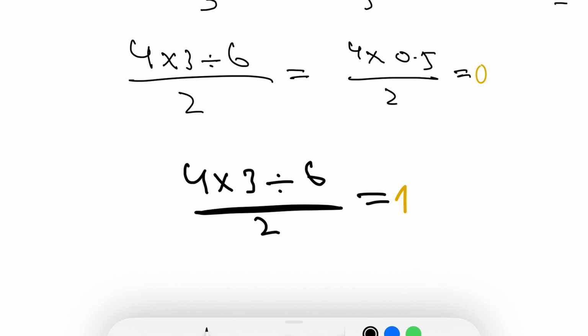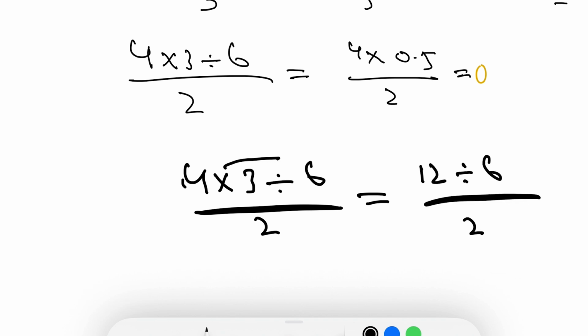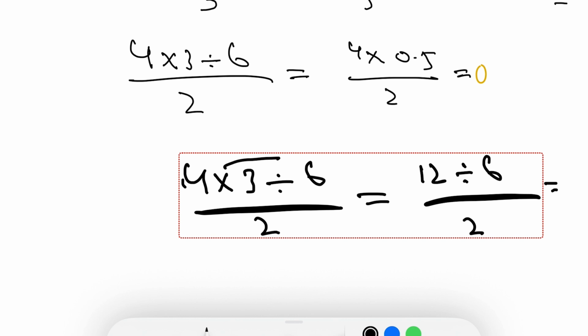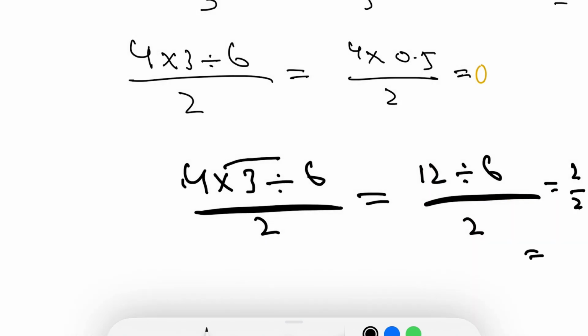Here we made a mistake because only two operations are included, multiplication and division. When only multiplication and division are used in a question, we solve from left to right. So first we solve 4 multiply 3 is 12, divide by 6, and divide by 2. Then 12 divided by 6 is 2, and 2 divided by 2 is equal to 1. So this is the right answer.